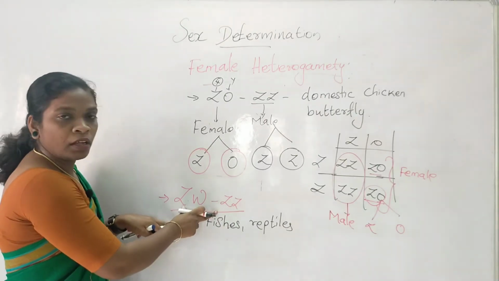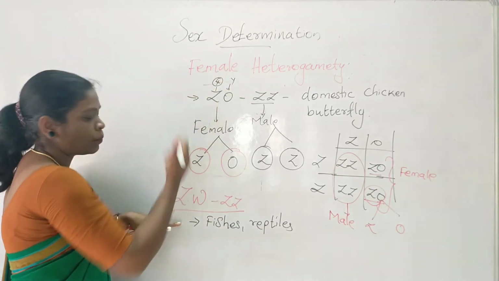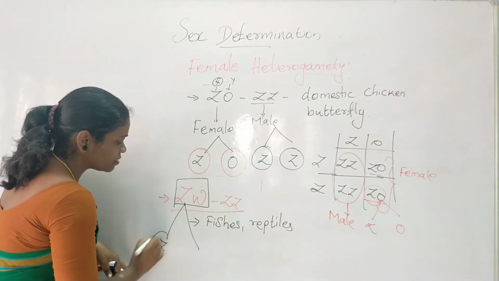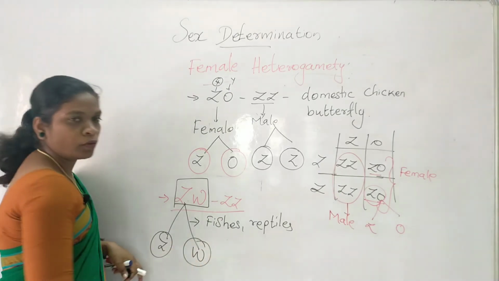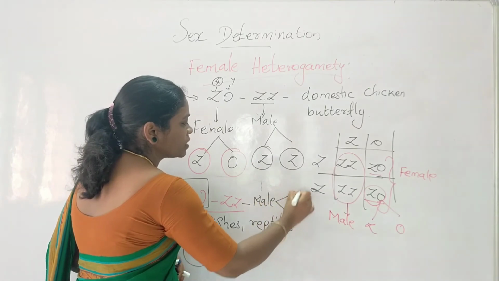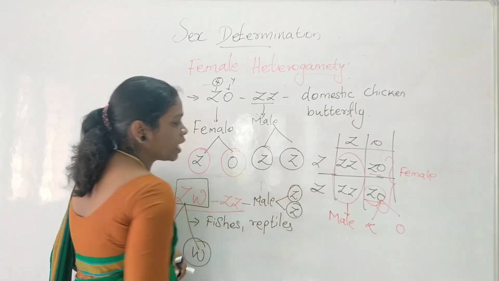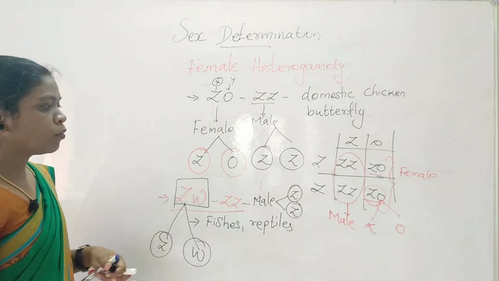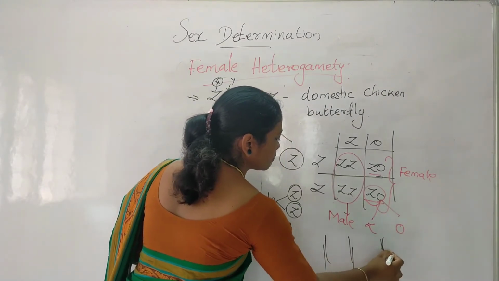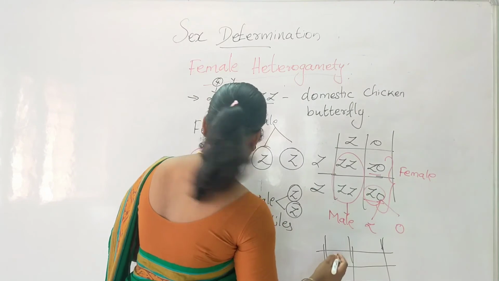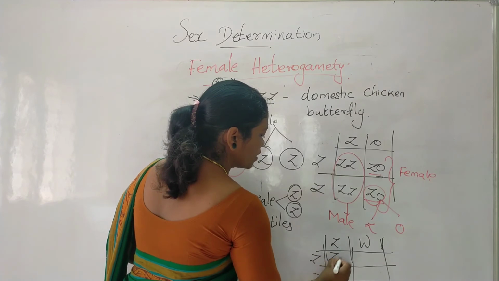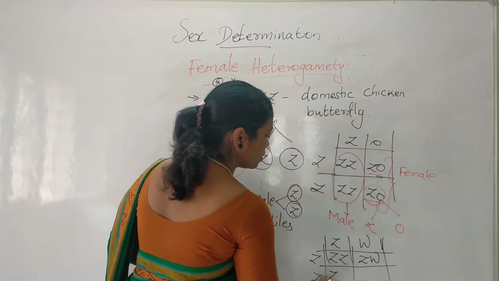So we are learning this type of sex determination under female heterogamety. Here the female will have two different chromosomes, that is one gamete with a Z chromosome, another gamete with W. Here the male produces two gametes which are homomorphic. So both the gametes are Z type. Again, if you want to draw a Punnett square, we'll draw it here. Here the female is ZW, and here it is the male. So the young ones will be this type.